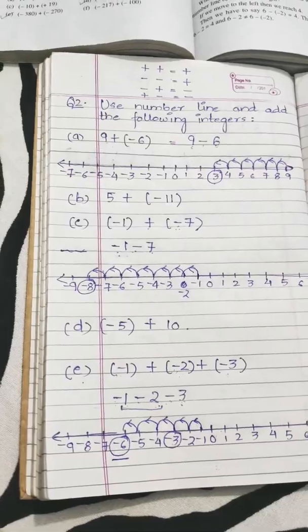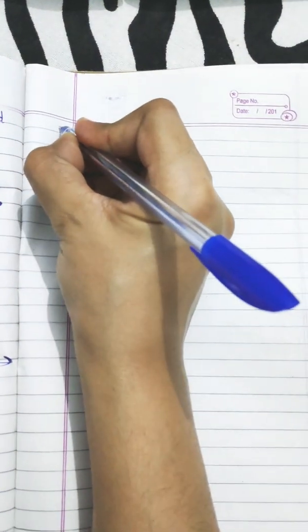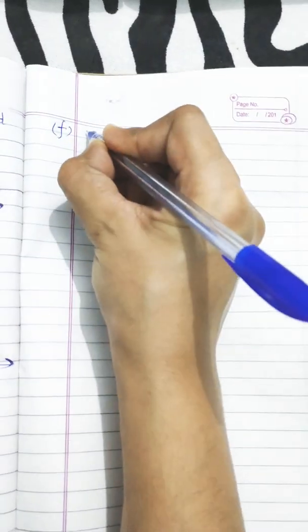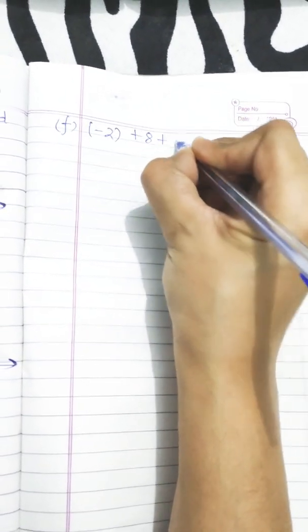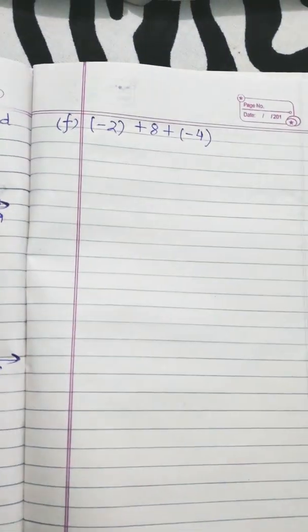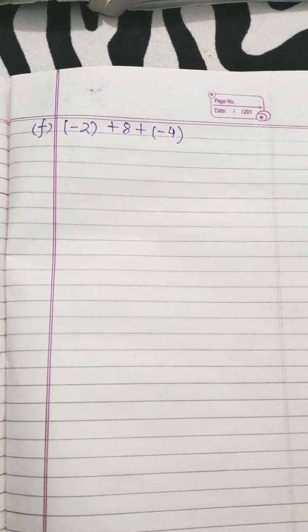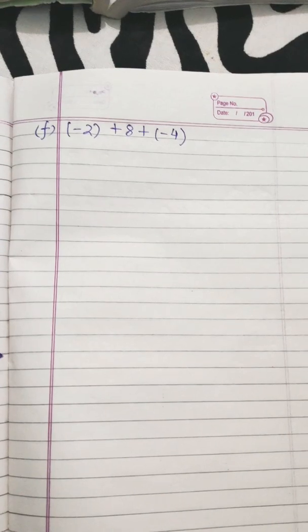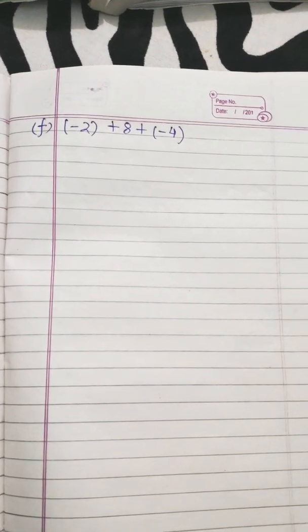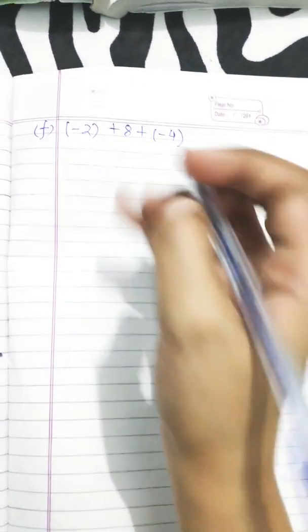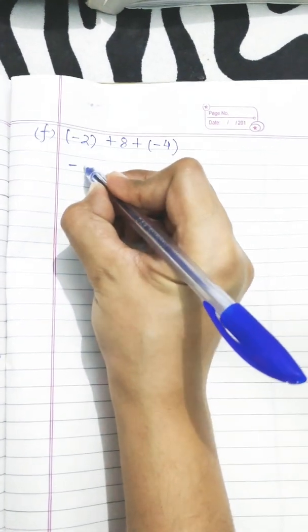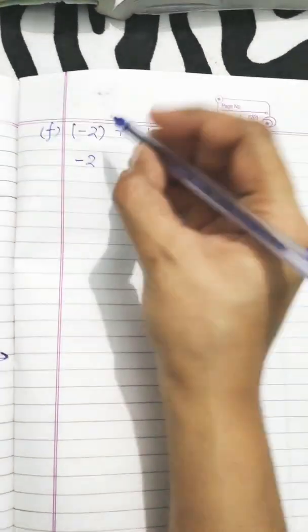Now let us come to the last part. The last part of this question is -2 plus 8 plus -4. Again we have to show all the 3. We have to solve all these 3 integers on the number line. But before that, we will be opening the brackets of these integers. The first integer is -2. We do not have any operation before it. That's why the bracket will be opened simply. We are not going to make any change in the operation. It will be written as -2 plus 8.